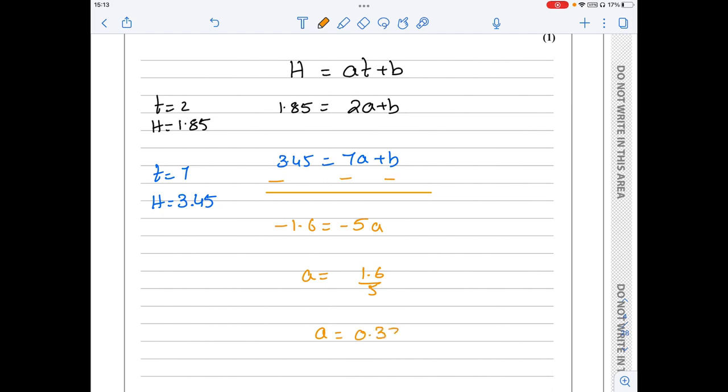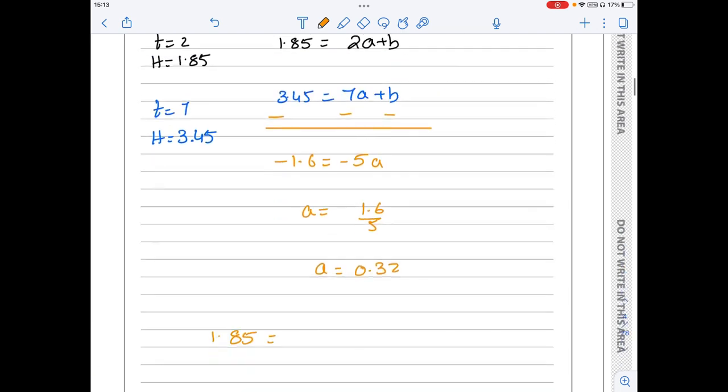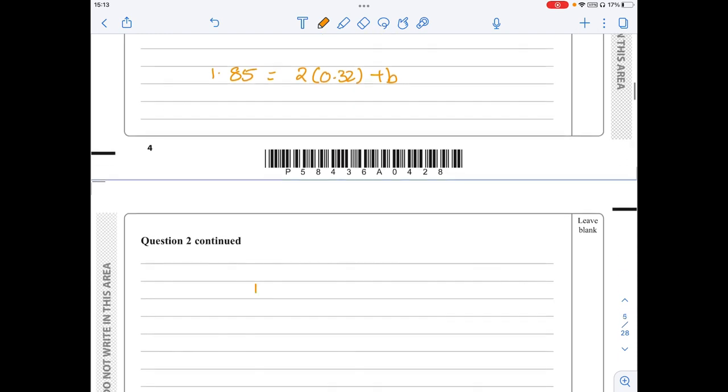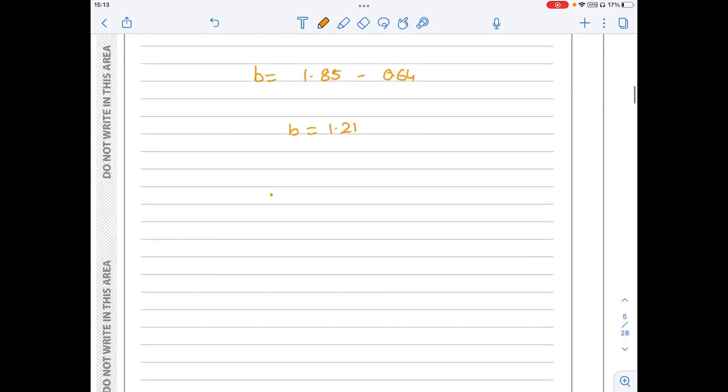The a value is 0.32. Plug in a as 0.32 in the first equation. 1.85 equals 2 times 0.32 plus b. So that gives me b equals 1.85 minus 0.64, which is 1.21. State, according to the model, the height of the tree when it was planted. So the equation becomes h equals 0.32t plus 1.21. When it was planted means time equals 0. So it becomes 0.32 times 0 plus 1.21. So when it was planted, the height was 1.21.